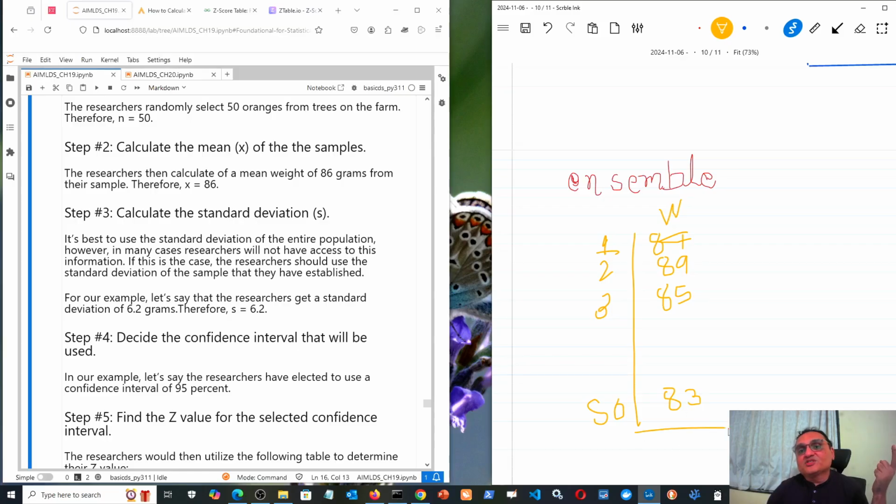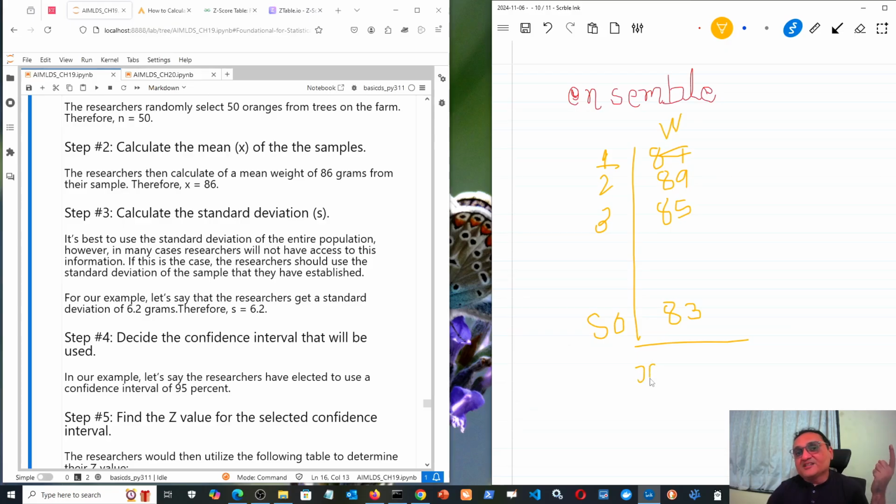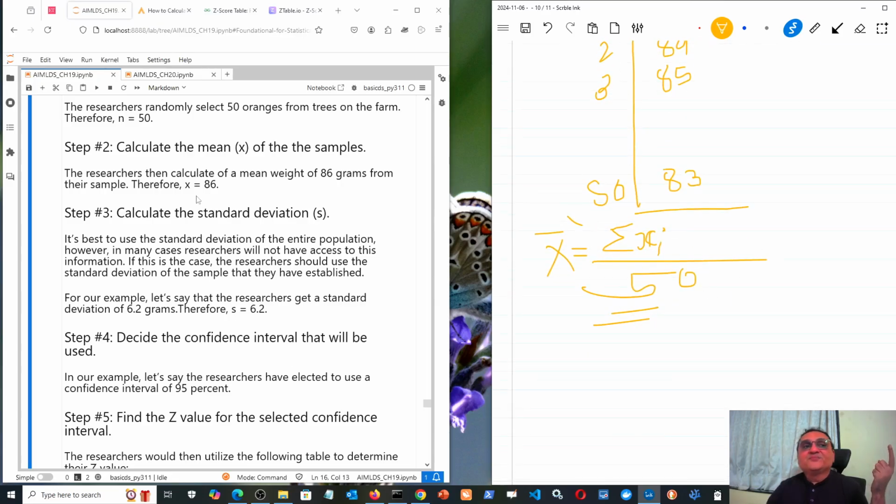But the sum of these observations, when I divide by n, the number of observations, that is sigma xi, where i varies from 1 to 50, divided by 50, because here the number of observations is 50. That will give me x bar, the sample mean. Suppose that sample mean comes out to be 86 gram. Now how to find the standard deviation and variance, that we also know.